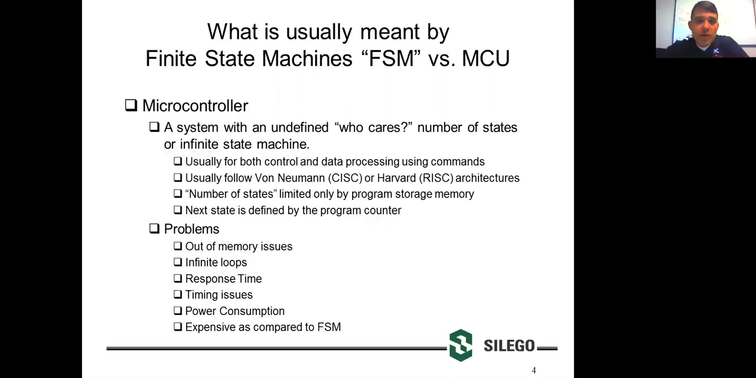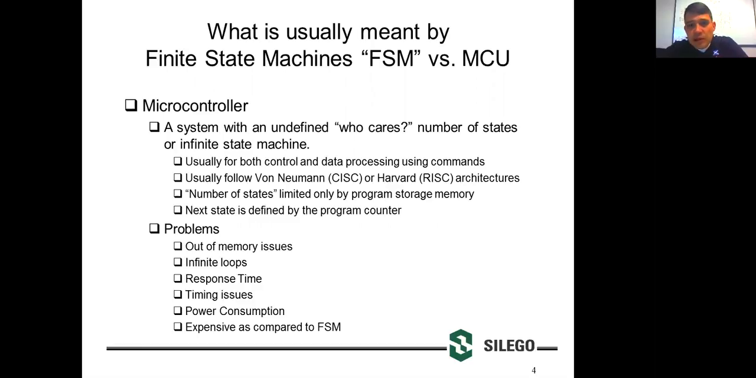So a microcontroller is usually used for both control and data processing, whereas the types of state machines we're talking about generally emphasize the control side and not the data processing side. Microcontrollers come with a couple of different architectures. One is the von Neumann architecture, which is generally associated with the CISC architecture. I could go more into that in detail. It came from Princeton. Developed at roughly the same time was the Harvard architecture, which separates the data memory from the program memory, and is generally associated with RISC type machines, or reduced instruction set computers.